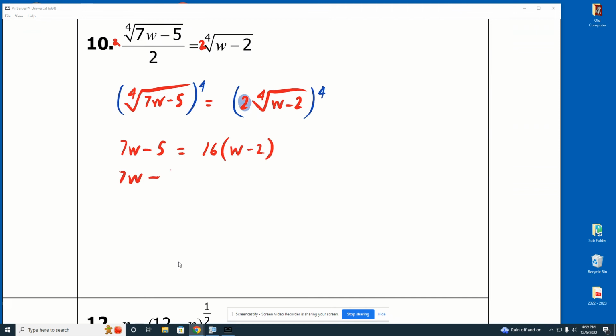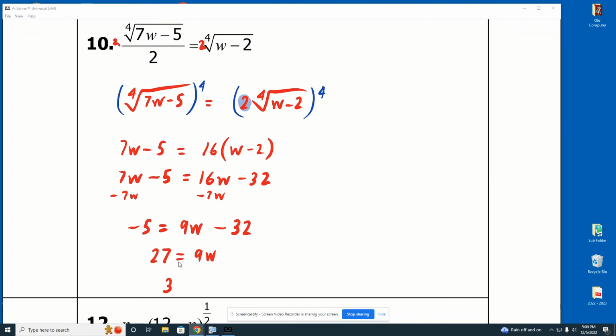Well, again, if I distributed that, 16 times w is 16w. 16 times negative 2 is negative 32. So now we've got this thing in a position where we can solve it. I'm going to subtract 7w. So negative 5 will equal 9w minus 32. And then you're just solving a problem. You're adding 32, that gives me 27, equals 9w. I divide by 9, that's giving me a w value of 3.